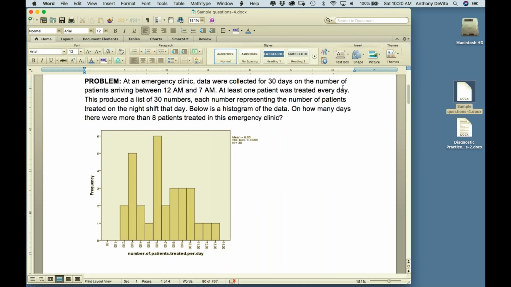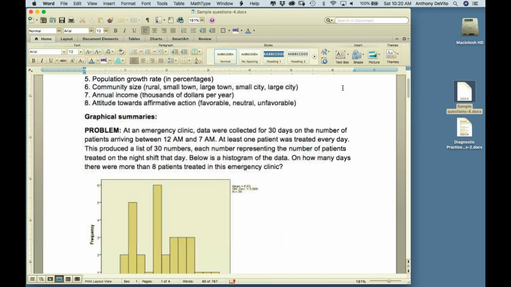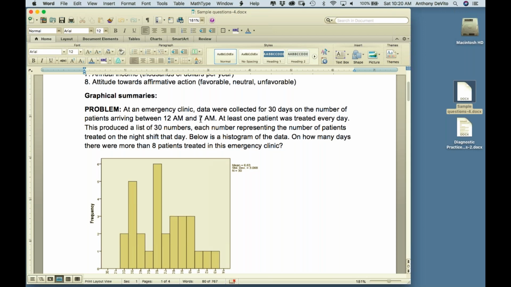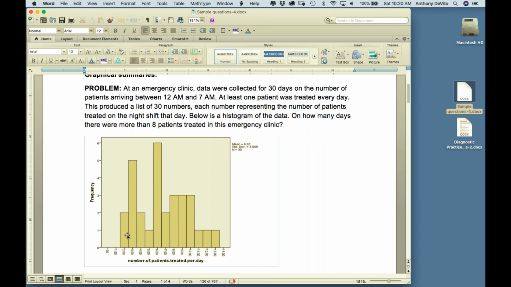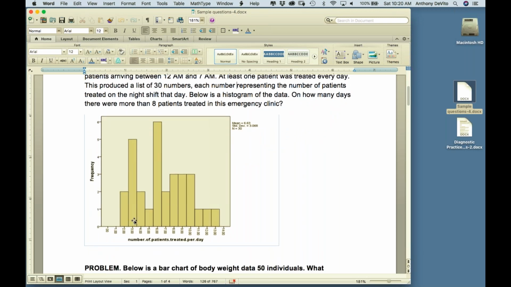Okay, so before we went to a histogram, this is a bit more complicated one. It might say that over 30 days, patients arrived and at least one patient was treated every day. How many patients were treated in the emergency room on each of these days? Each of these bins represents a different result, a different number of patients treated per day.